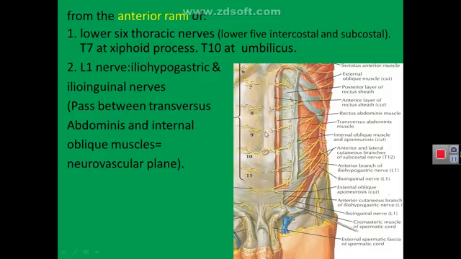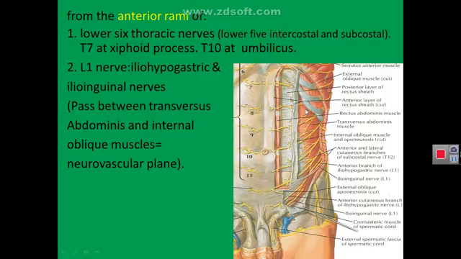T10 is at the umbilicus, below it is T11, T12, and L1 will be above the pubis in the suprapubic or hypogastrium region. Actually, L1 is represented by two nerves, which are the ilioinguinal nerve and the iliohypogastric nerve. These are the L1 nerves supplying the anterior abdominal wall.